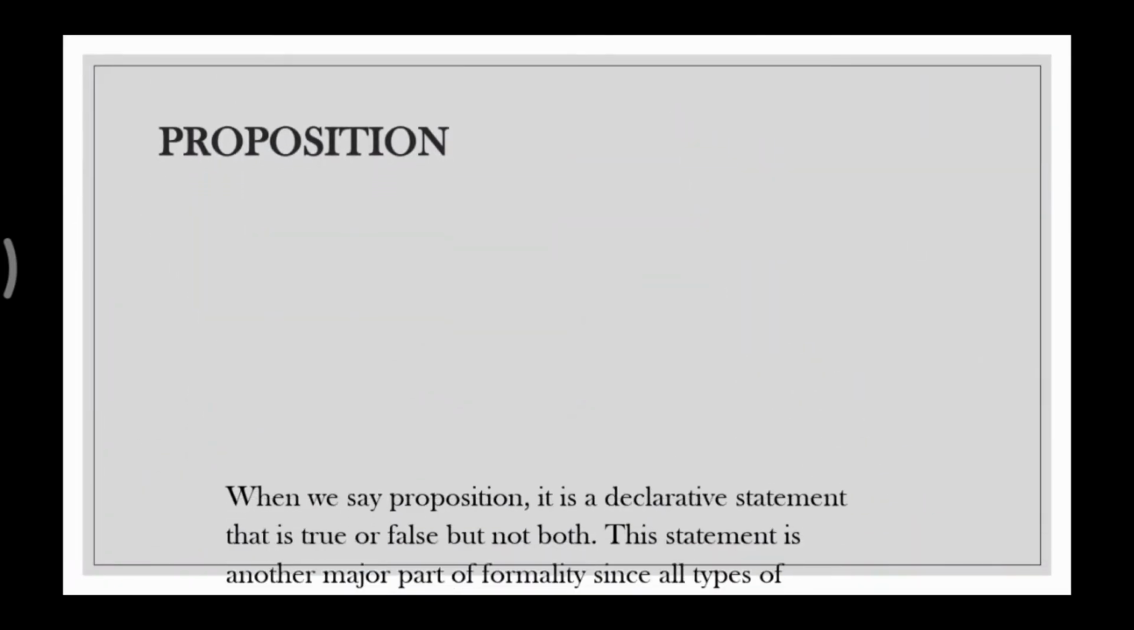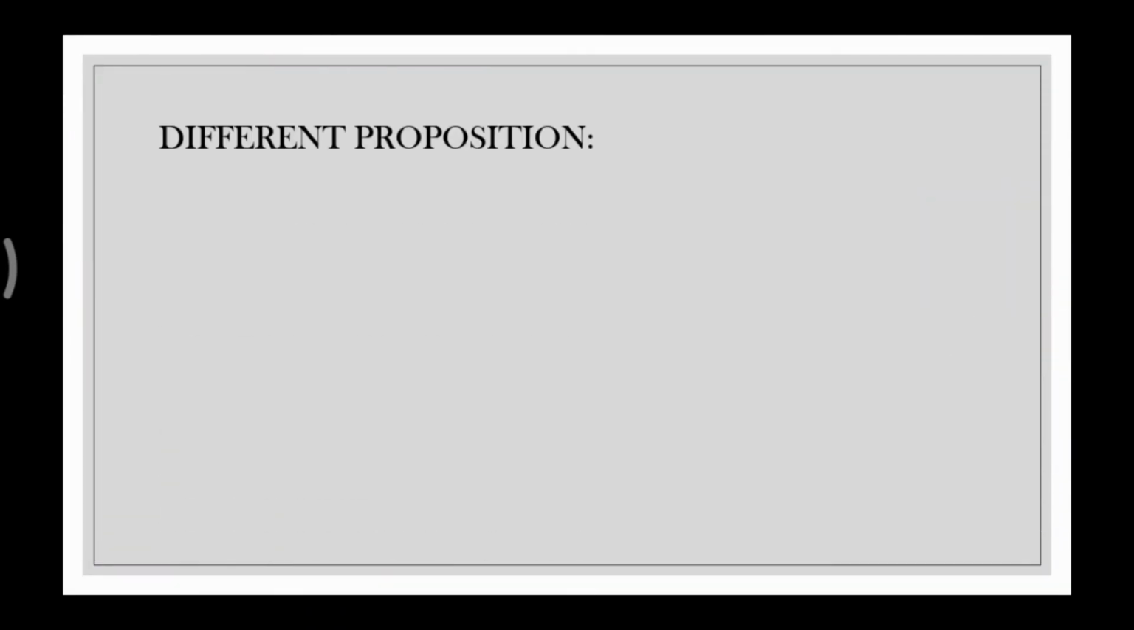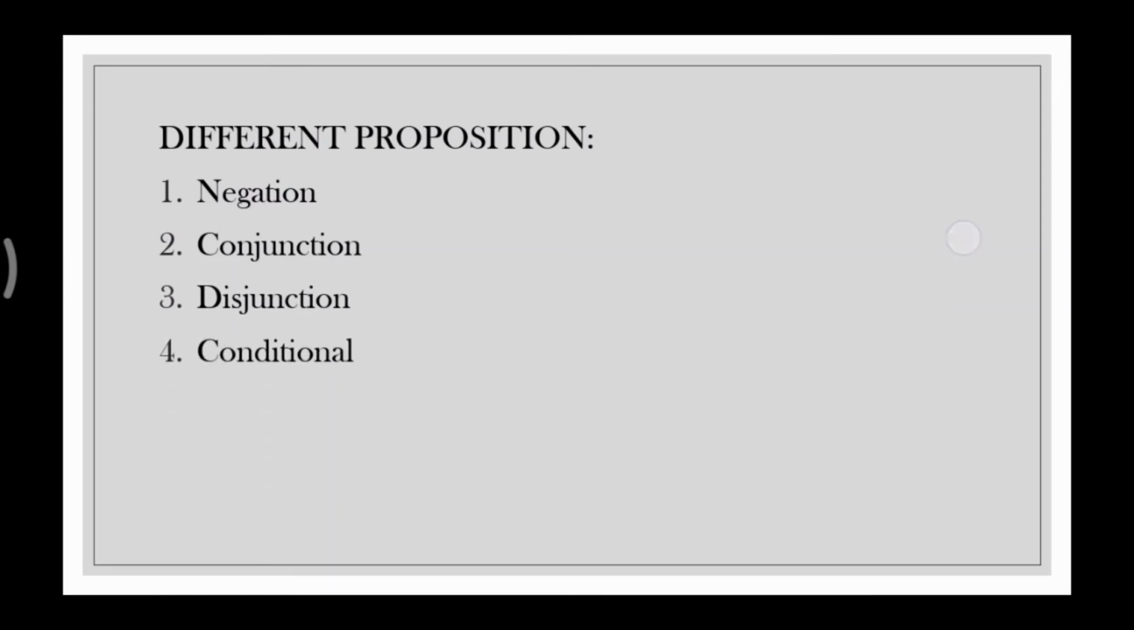Proposition. When we say proposition, it is a declarative statement that is true or false, but not both. This statement is another major part of formality since all types of proposition are precise and concise. Different propositions: negation, conjunction, disjunction, conditional, and biconditional.